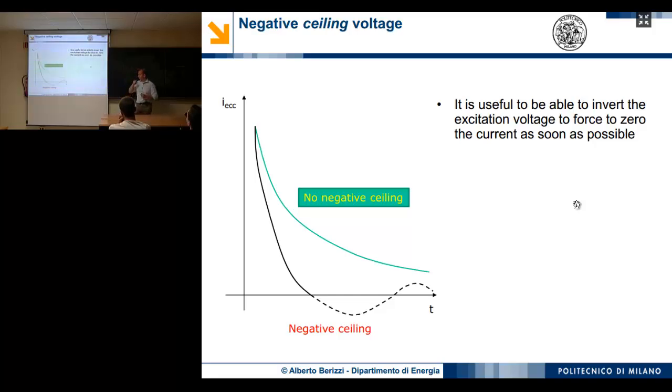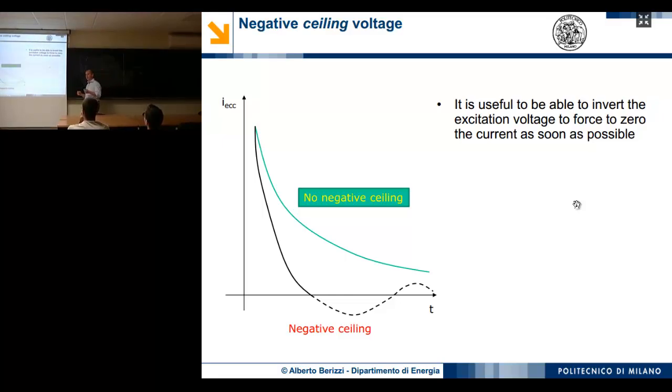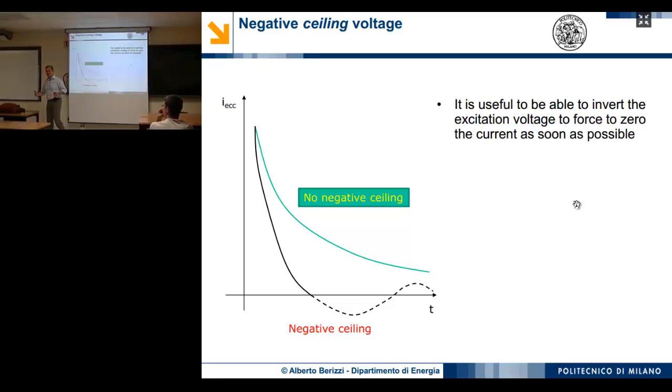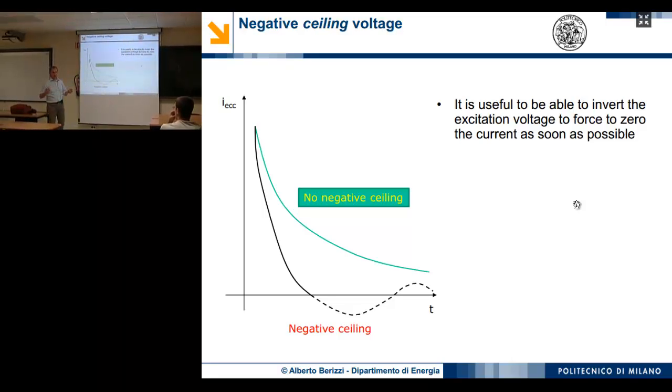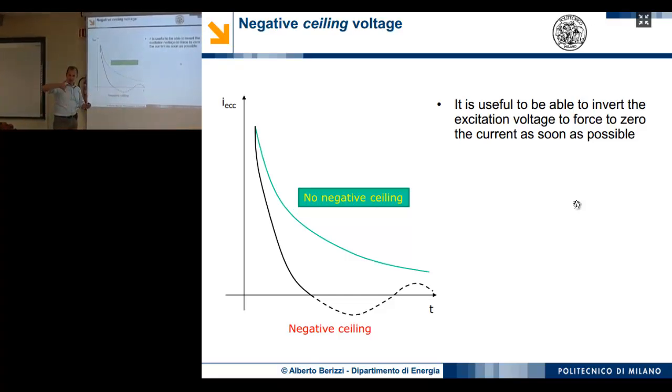In that case, you want to force to zero, in italiano si dice diseccitare, to reduce to zero the excitation current in the fastest way you can. And you can do it if you are able to change the sign of the excitation voltage, because if you don't change the sign, you will have an exponential decrease of the excitation current. If you are able to change the sign, you can go faster to 0. And this is the case of the disconnection of a load.